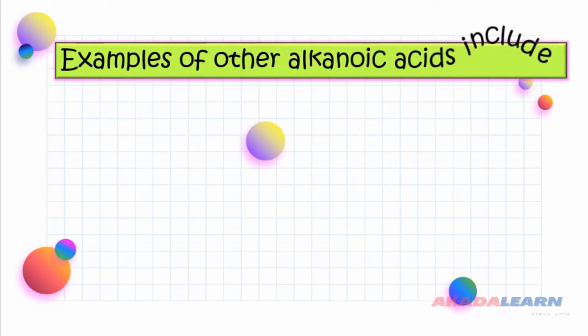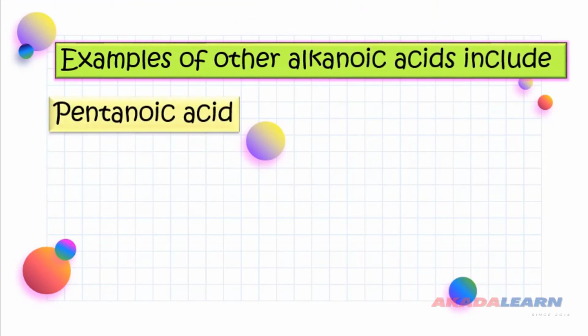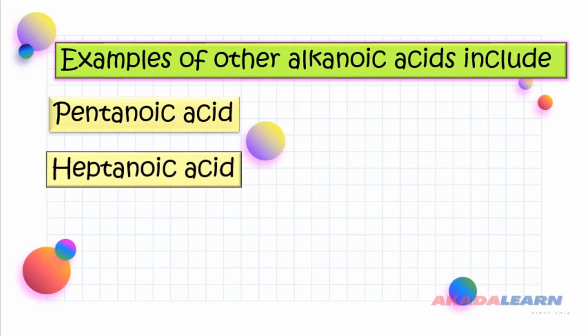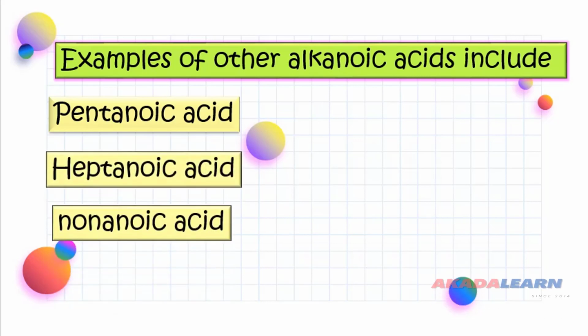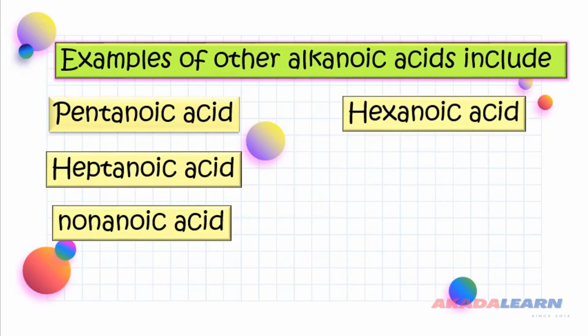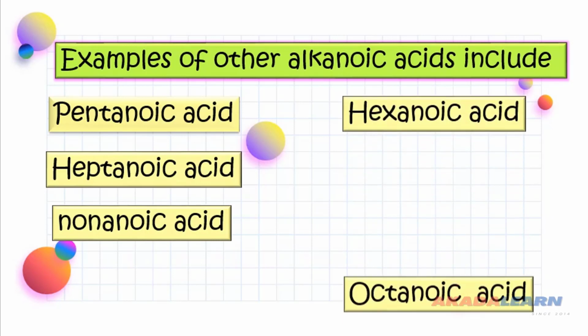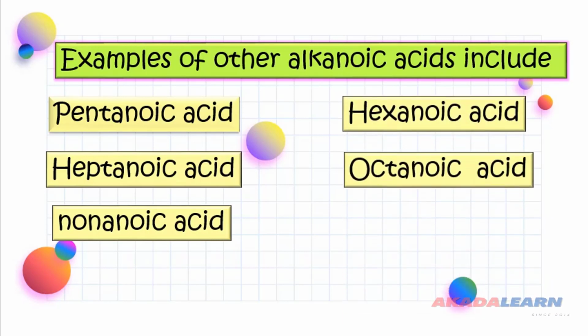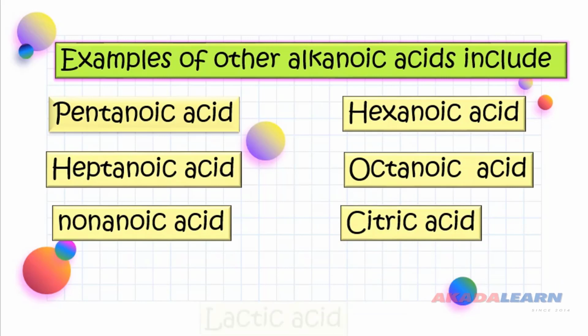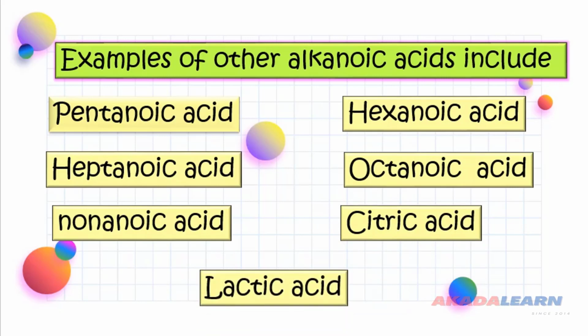Examples of other alkanoic acids include pentanoic acid, heptanoic acid, nonanoic acid, hexanoic acid, octanoic acid, citric acid, and lactic acid. You would remember that citric acid is from fruits, while lactic acid is from milk.